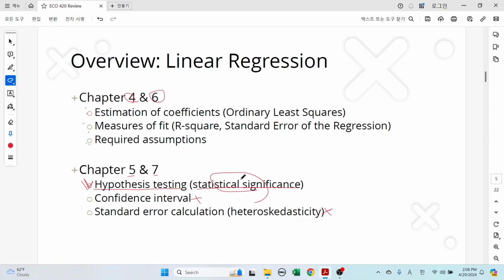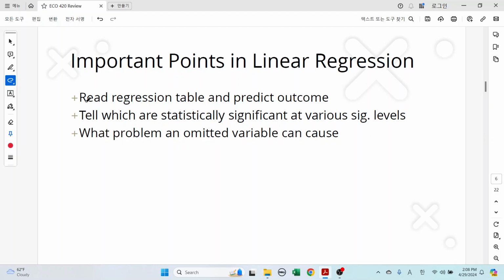More important here is that you should be able to read the regression table, the results, and predict the outcome. This is the starting point, right? If I give you the output table from a regression, you should be able to interpret what is going on and predict the outcome. That is really the basic. And then you should be able to tell which variables are statistically significant. I'll give you a significance level, typically 5%, but 1% or 10% may be used.